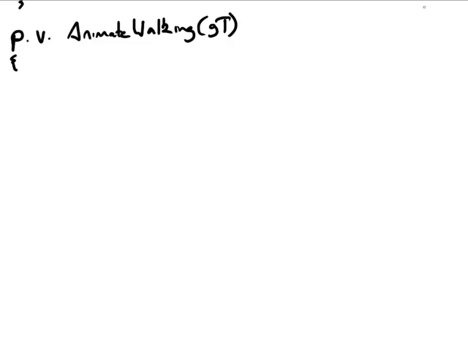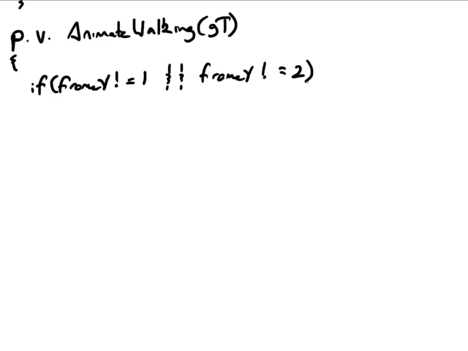So what we're going to do is take care of that one by saying if frame Y is not equal to 1 and frame Y is not equal to 2. So if it's not equal to 1 and it's also not equal to 2, then we're going to set frame Y equal to 1. There we go. That way we can still play with our animation.